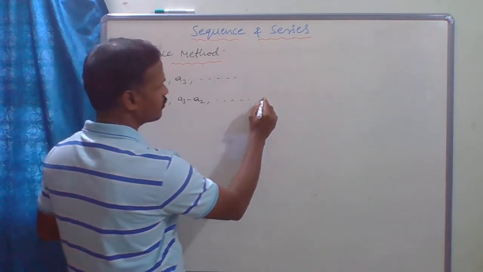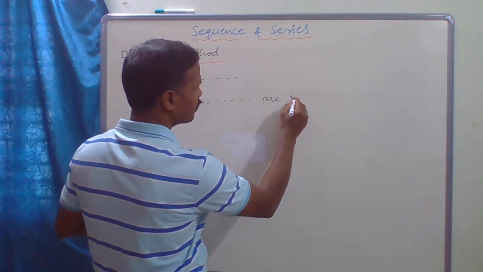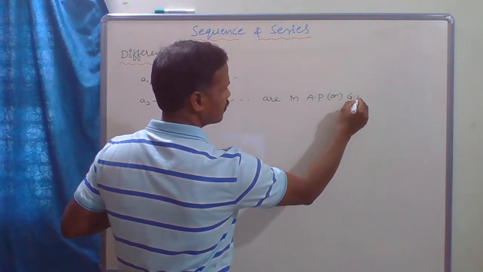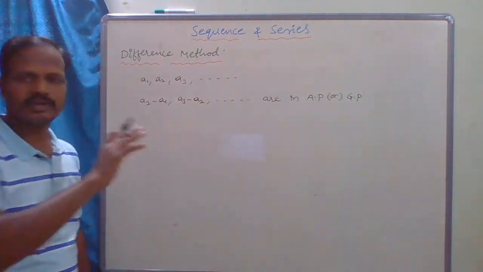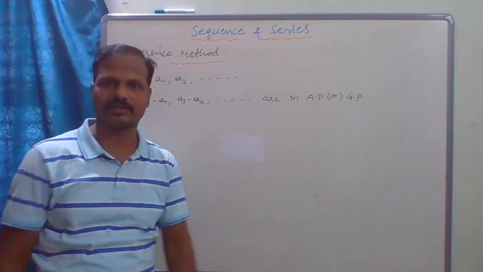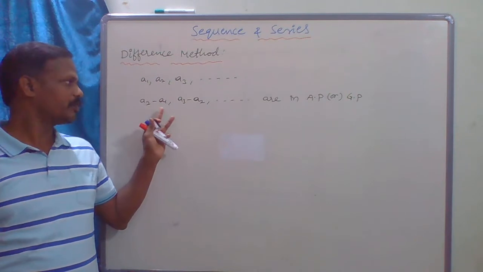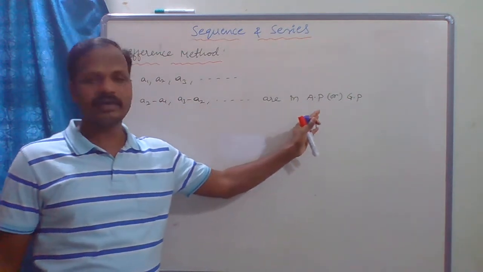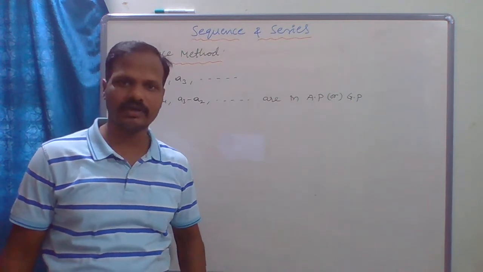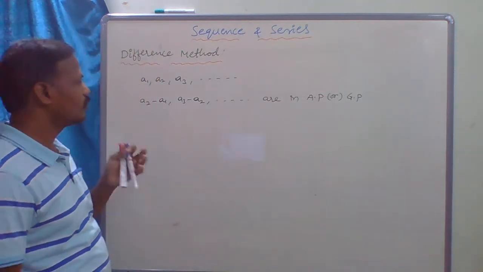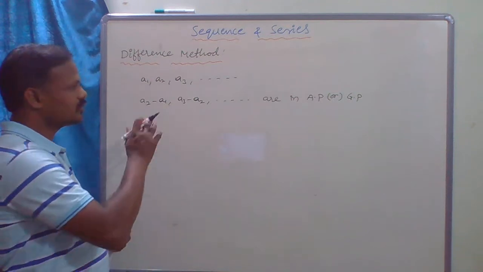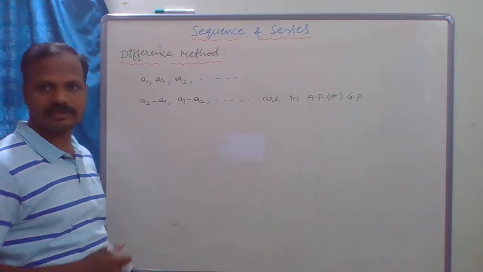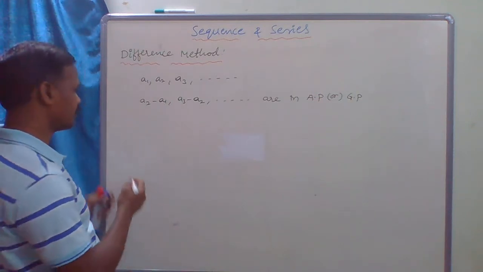Suppose A1, A2, A3, and so on are the terms in the sequence, and A2 minus A1, A3 minus A2, and so on are in AP or GP. Now we can find the nth term by using the difference method. So what is the difference method?